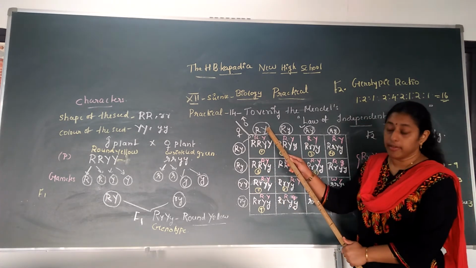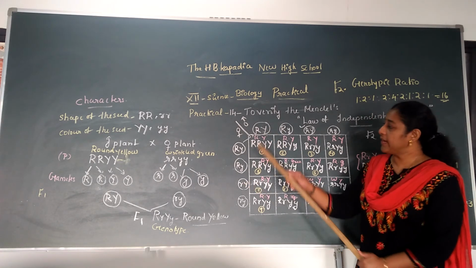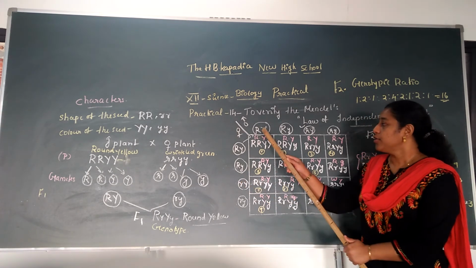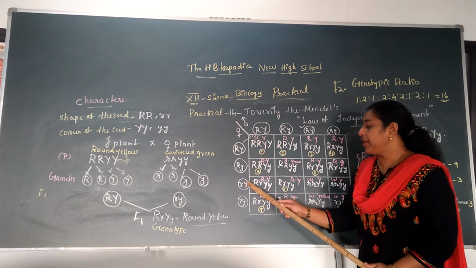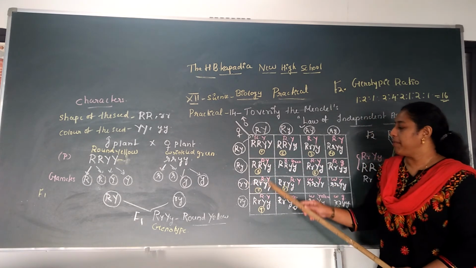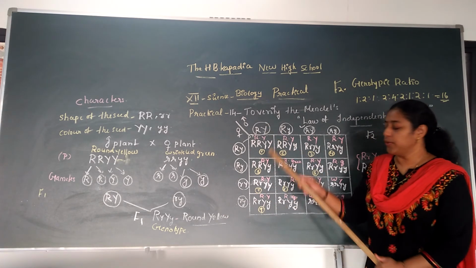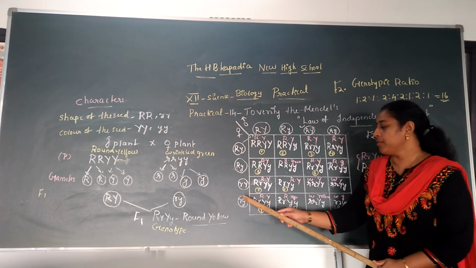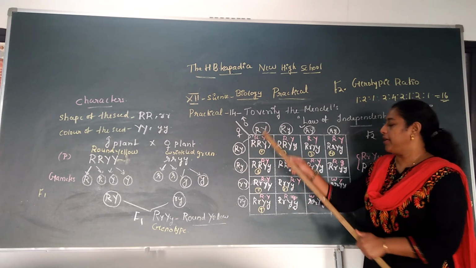Now we have to take the third one. So this is the first male gamete and the third female gamete. So what will we get? The male gamete has capital R, the female gamete has small r. So capital R, small r. And then the male gamete has capital Y, the female gamete also has capital Y. So capital Y, capital Y. Now the fourth fusion: the male gamete capital R, capital Y, the female gamete small r, small y. So what will be the genotype? Capital R, small r, capital Y, small y.